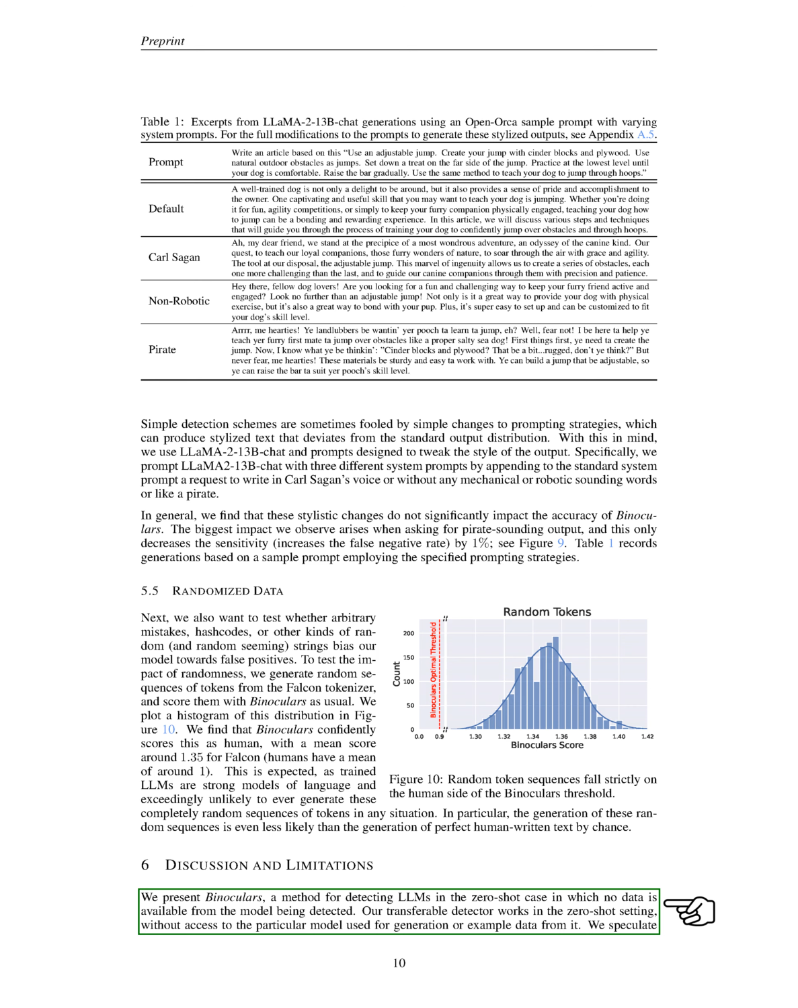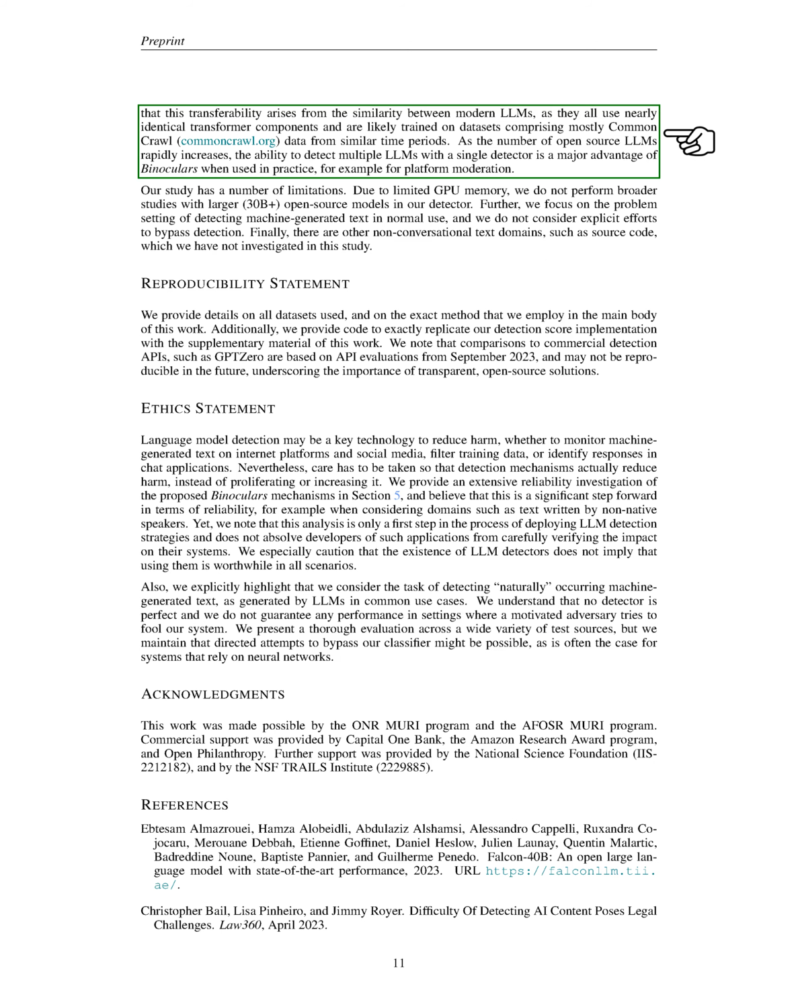We've developed Binoculars to detect language models in situations where no data is available from the model being detected. Our detector works without needing access to the specific model used for generation or example data from it. We think this is possible because modern language models are very similar, as they all use nearly identical transformer components and are likely trained on datasets made up mostly of common crawl data from similar time periods. As more and more open-source language models become available, the ability to detect multiple language models with a single detector is a major advantage of Binoculars.